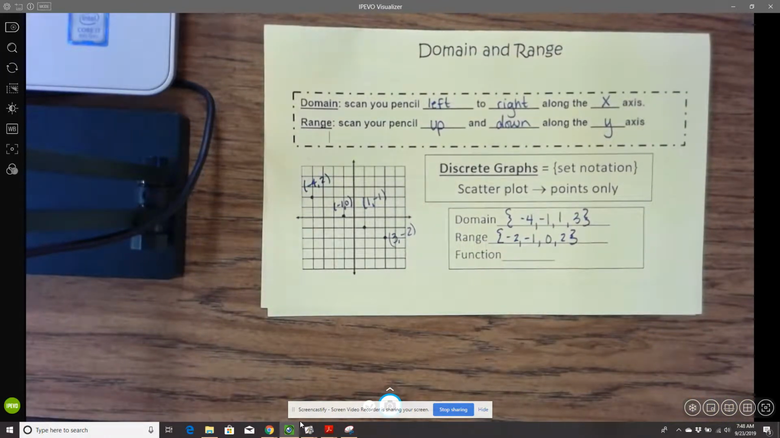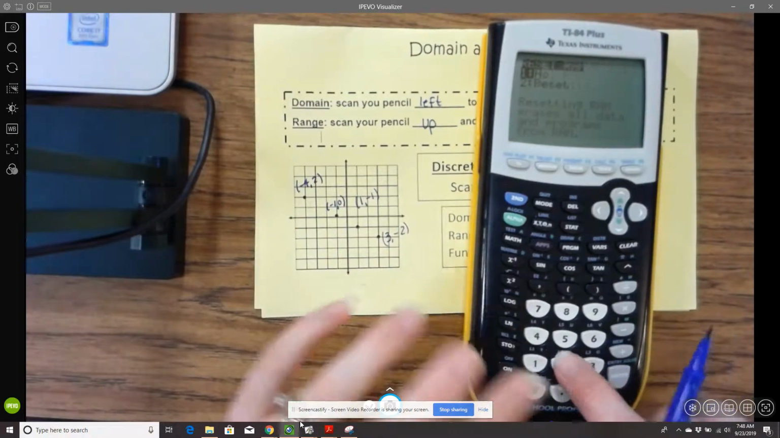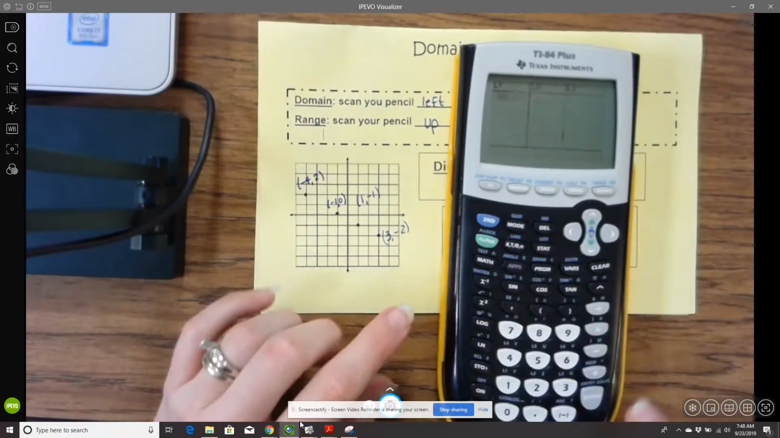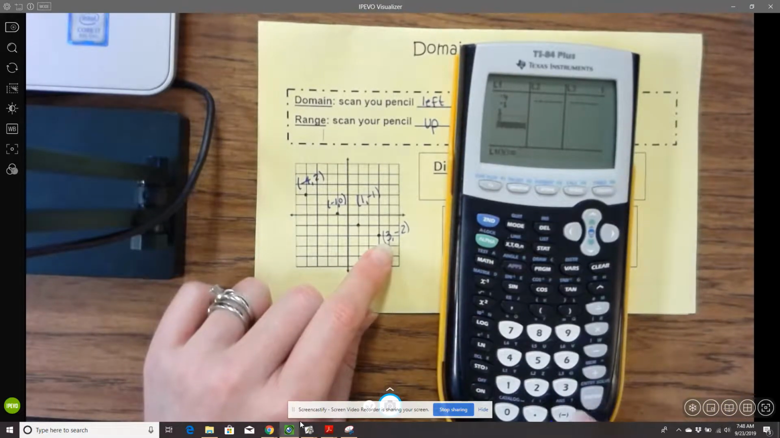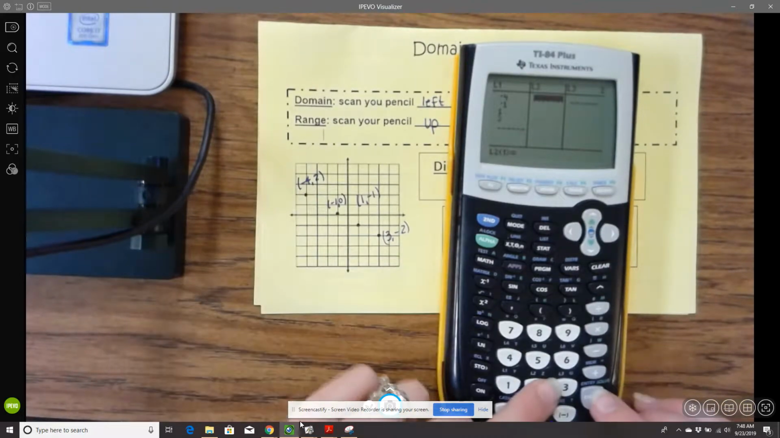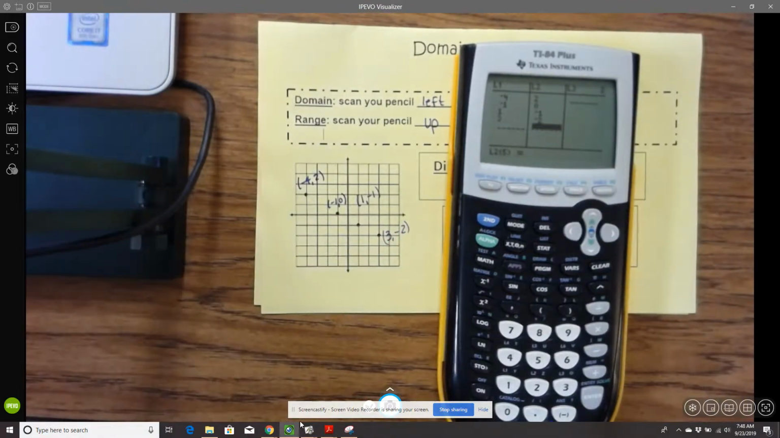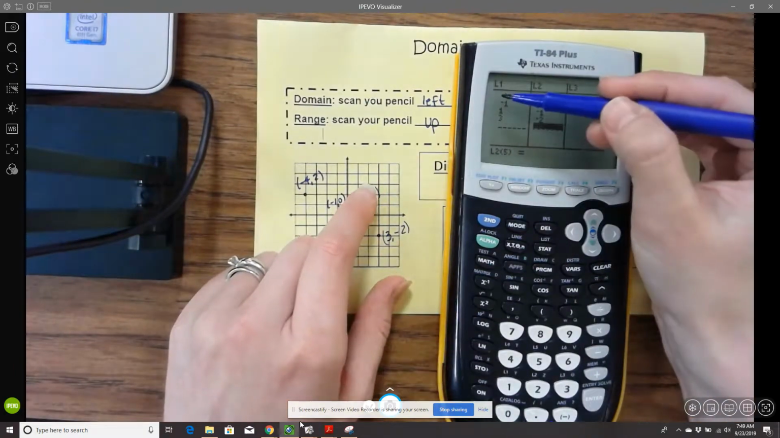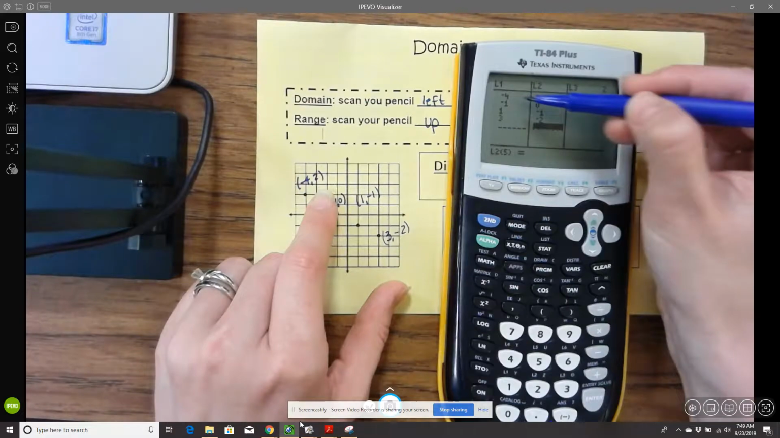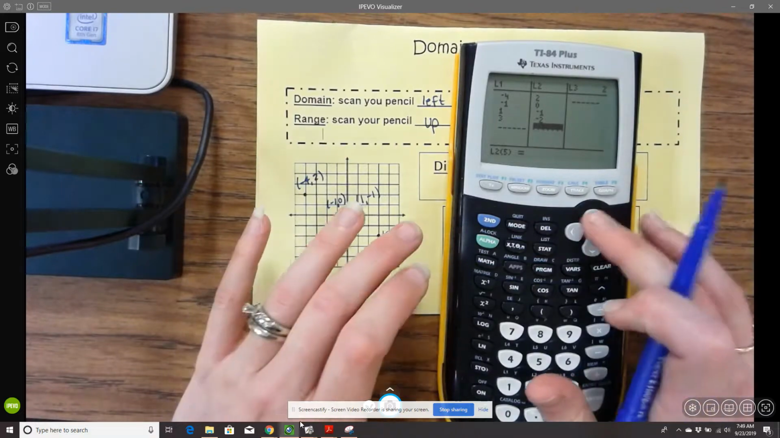And so you can do this with your calculator. To do that, you can go into stat and you can list your points. So the x values go into list 1. The y values go into list 2. And you have to make sure the x and y's match up. So -4, 2 is an ordered pair and they line up. -1 and 0 is an ordered pair and they line up. And so everybody needs to be with their buddy.